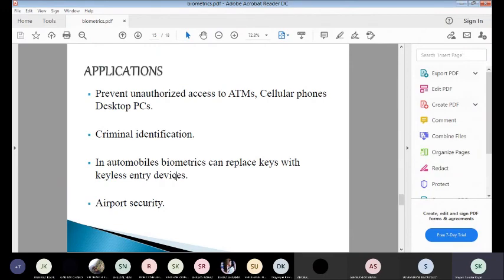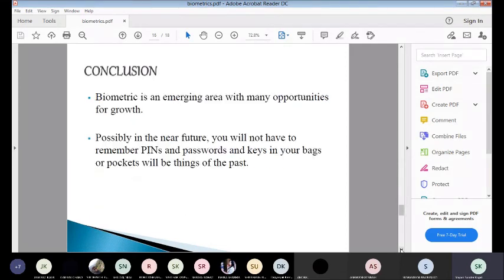Similarly, in airport security also, we can use biometrics, right? Biometrics is an emerging area with many opportunities for growth.